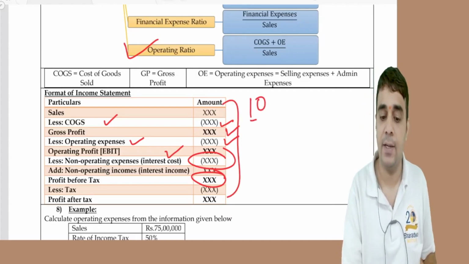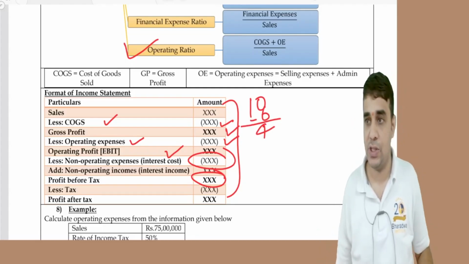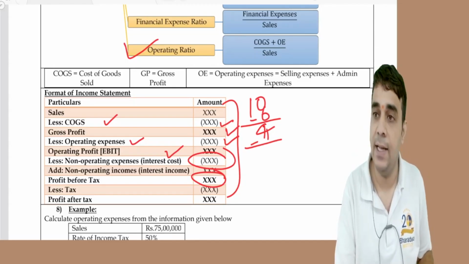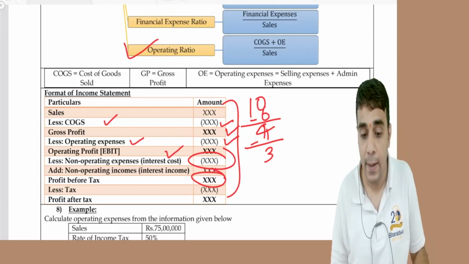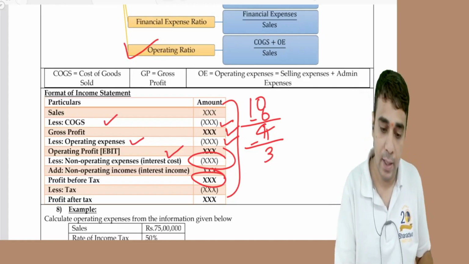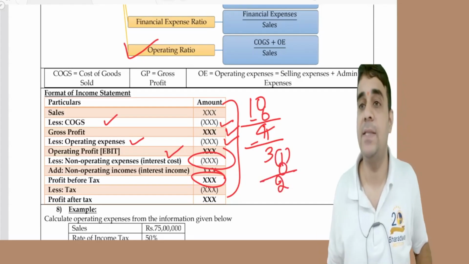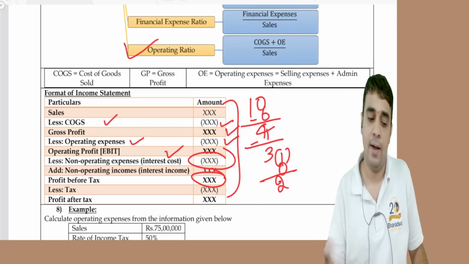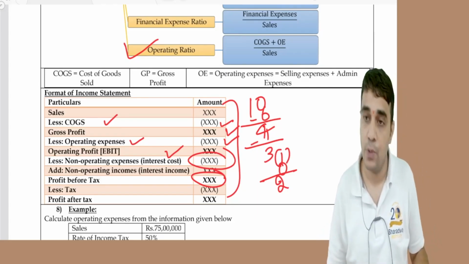Sales is 10 lakh. COGS is 6 lakh. GP is 4 lakh. 6 by 10 is called COGS ratio. 4 by 10 is called GP ratio. Admin and selling 3, so 3 by 10 is operating expense ratio; operating profit is 1. 1 plus 6 is called operating ratio. Non-operating expense 1, income is not there. PBT by sales is called pre-tax profit ratio. Deduct tax 0.5 and PAT is 1.5. 1.5 by 10 is called net profit ratio. Any doubts on any of this?